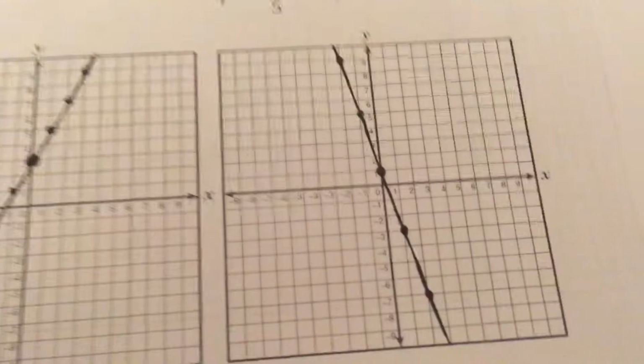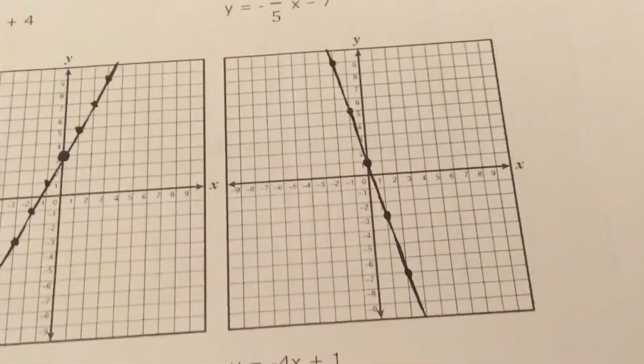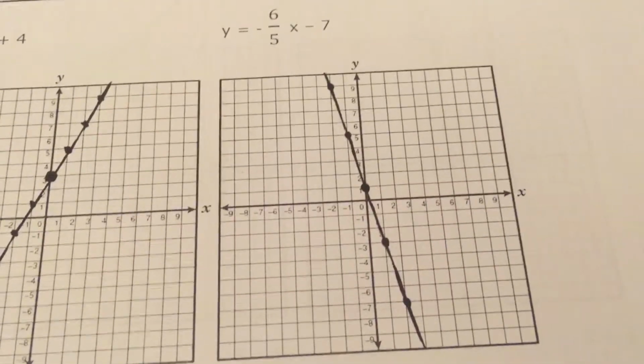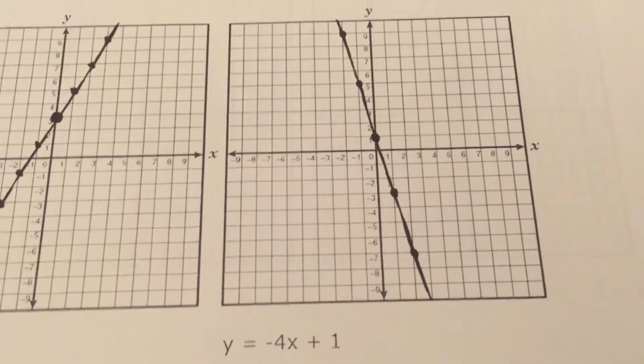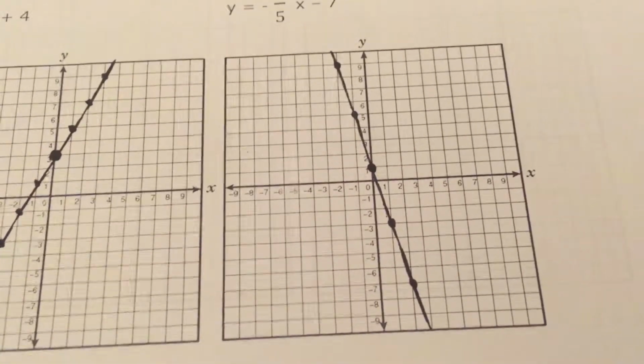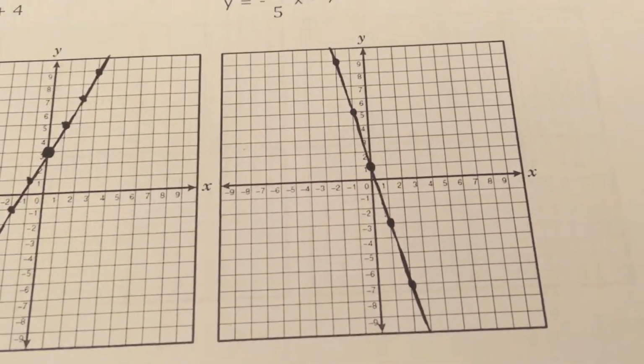Whenever you're ready, you may look at the screen. I have my starting point on the y-axis. And then a rise over run of 4 over 1. It is a negative slope.